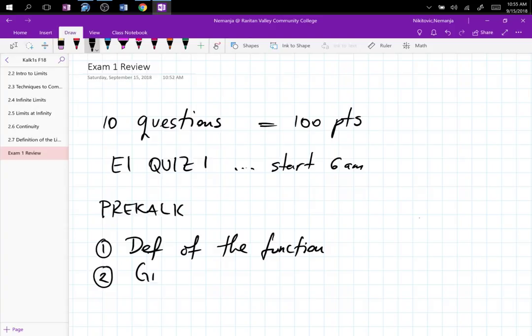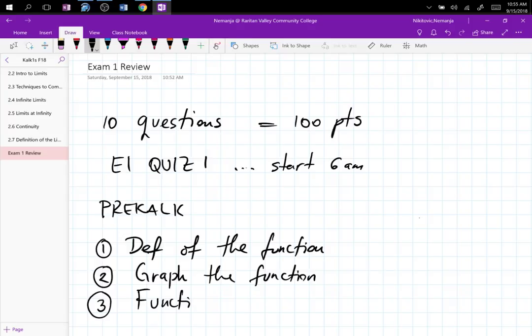Number 2, graph the function. Remember, there is no graphing calculator on the exam. Therefore, if you run into 1 over x minus 5, you need to know that that minus 5 is a shift to the right 5 units. So, graph basic functions.